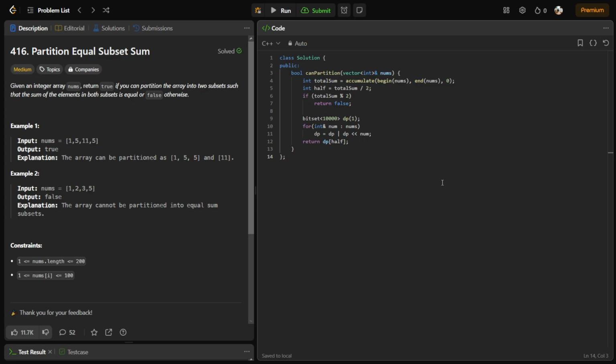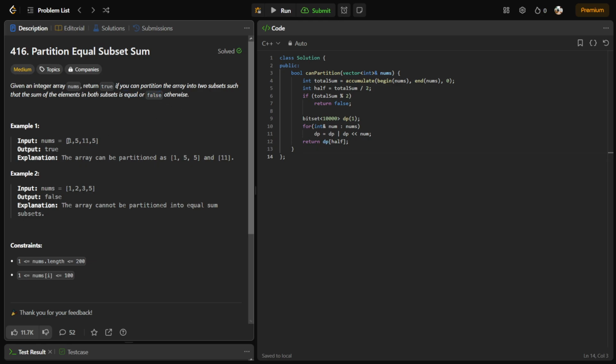LeetCode Problem number 416, partition equal subset sum. So this question gives us an integer array called nums, and we have to return true if we can partition the array into two subsets such that the sum of the elements in both subsets is equal. Otherwise, we have to return false.